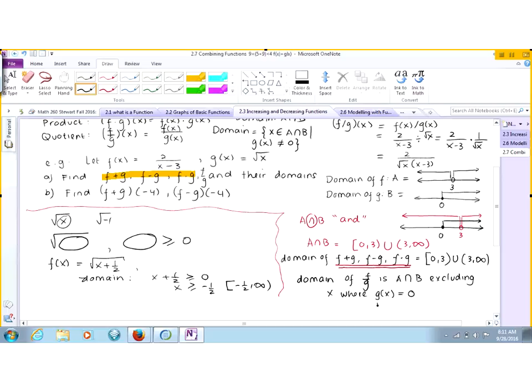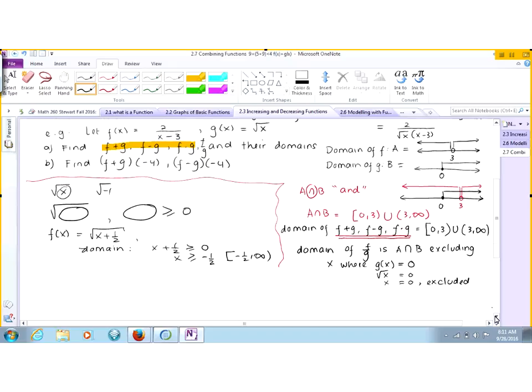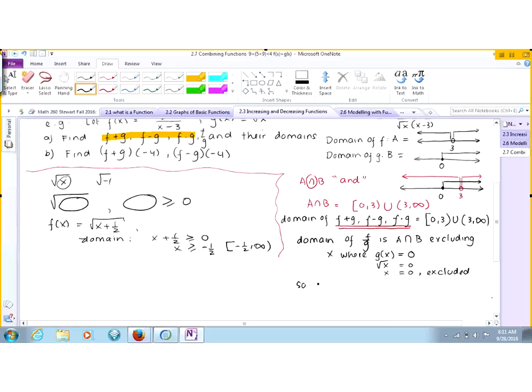Do you guys get it or not? So square root of x is 0, so x is equal to 0. This is the one we have to exclude. So what is your answer then? The domain of f over g is what? 0 to 3 union 3 to infinity.